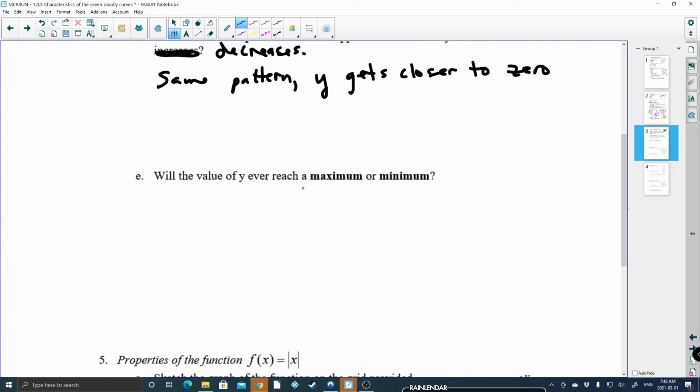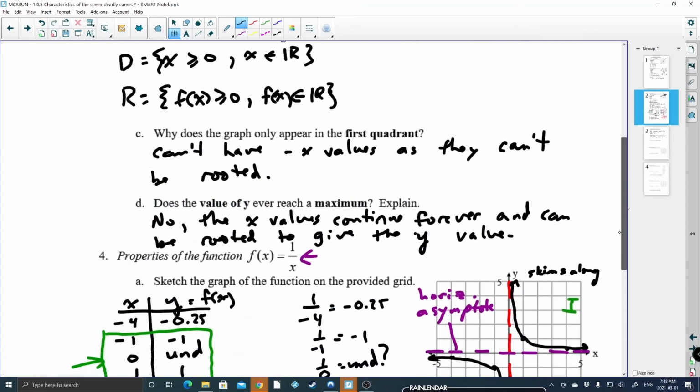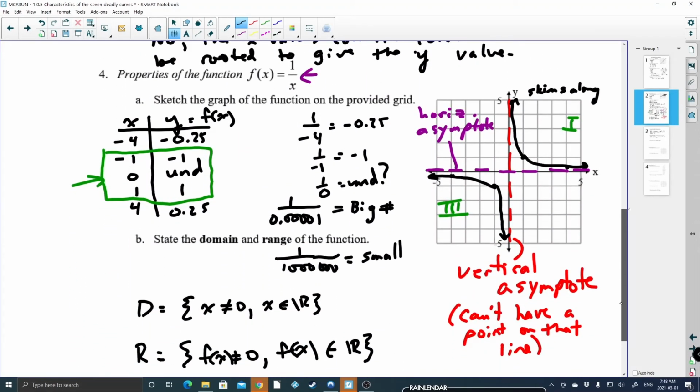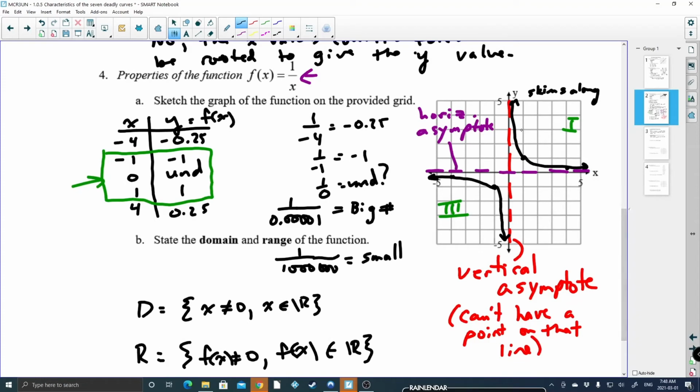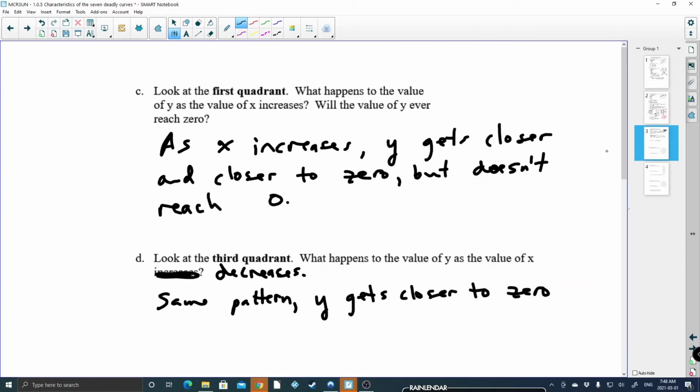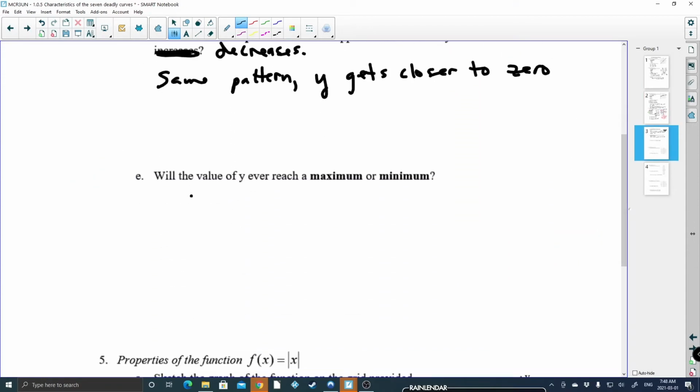And then will the y value ever reach a minimum or a maximum? So when we talk about minimums and maximums, we usually mean along the y-axis. So the graph never ever reaches a maximum because it goes forever in the positive direction, and the graph goes forever in the negative direction down here. So the answer is no, it won't.